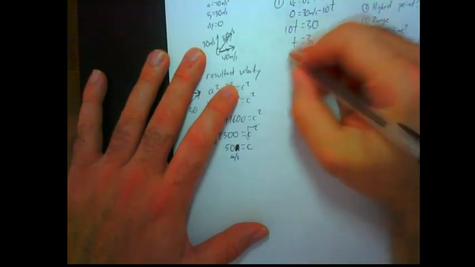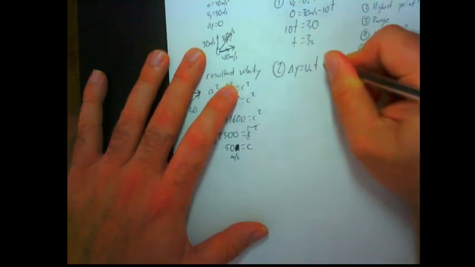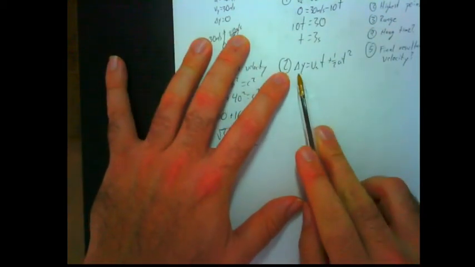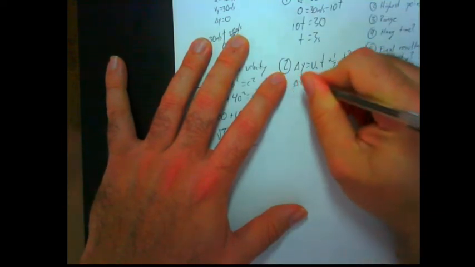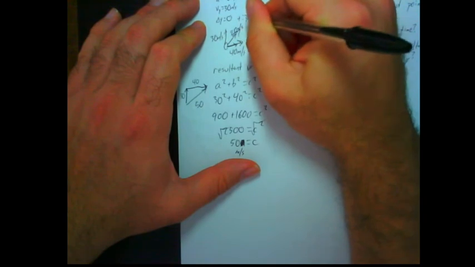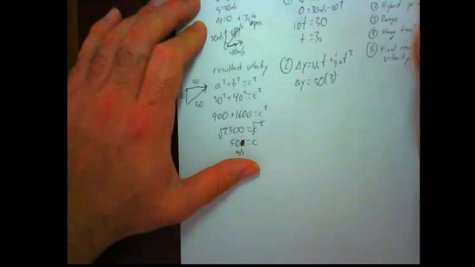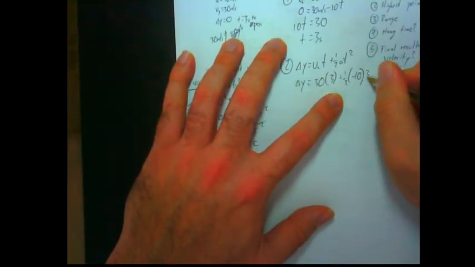What is the highest point? Delta y equals VIT plus 1/2 AT squared. Notice we're looking for how high, so we have to use something with delta y in it. Delta y is what we're looking for. VI is 30 times our time, which we have right here, 3 seconds. We ought to add that: time equals 3 seconds to top, peak, to apex. Okay, plus 1/2 times negative 10 times 3 squared.